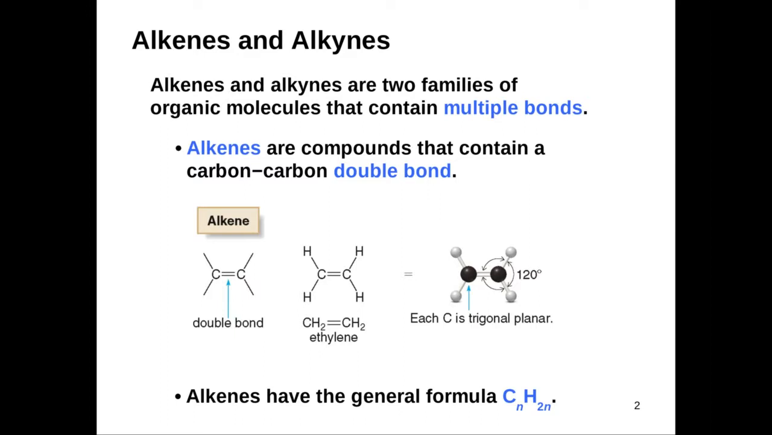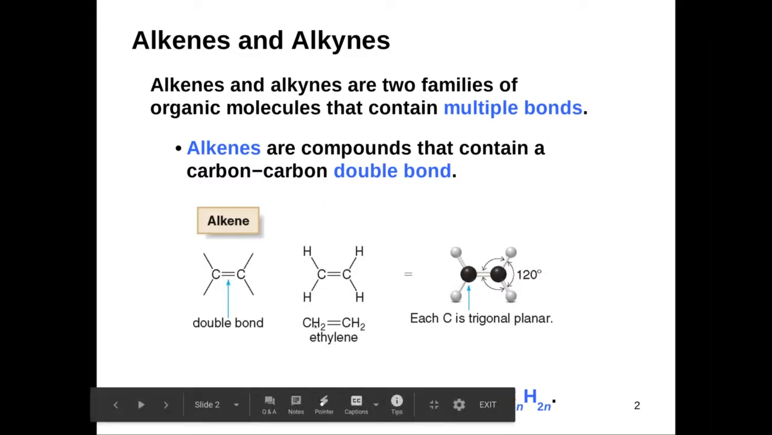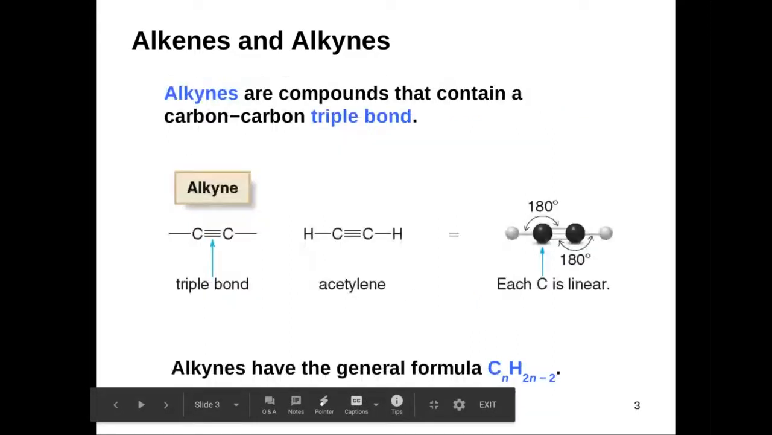And there is a generalized formula for alkenes. It's CnH2n. And remember, n is simply the number of carbons. So in this case, we have ethylene. It's C2H4, because we do 2 times 2 gives us 4. So C2H4. That's our generalized formula.